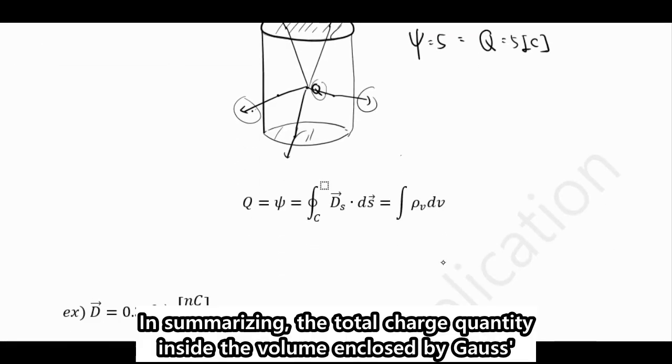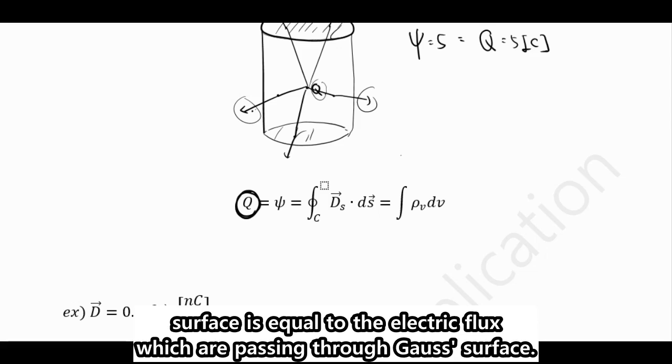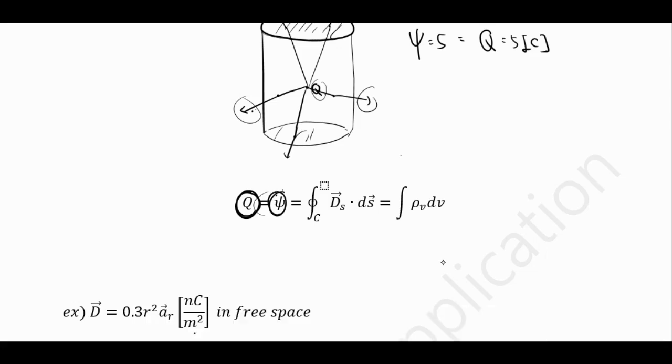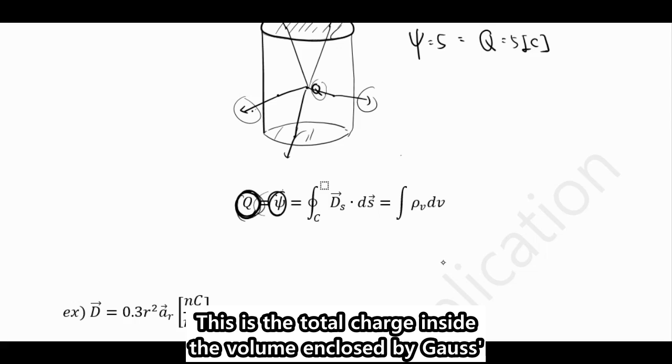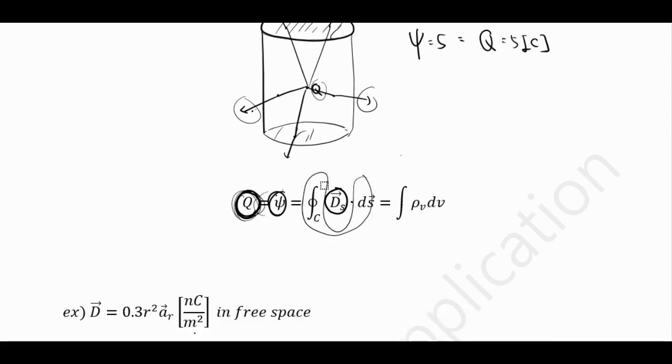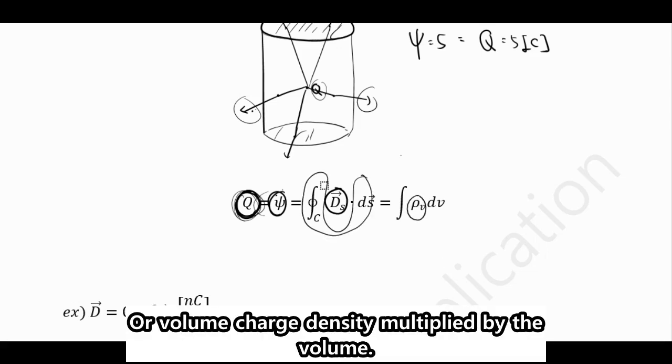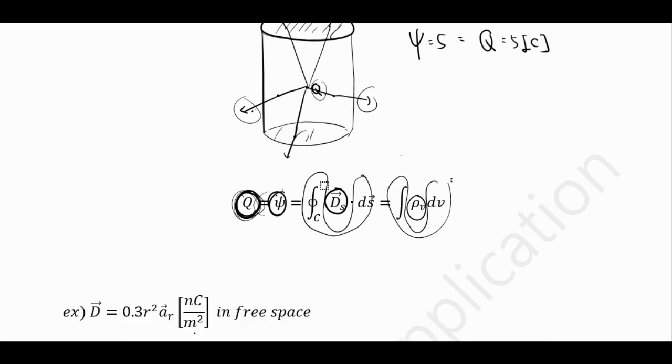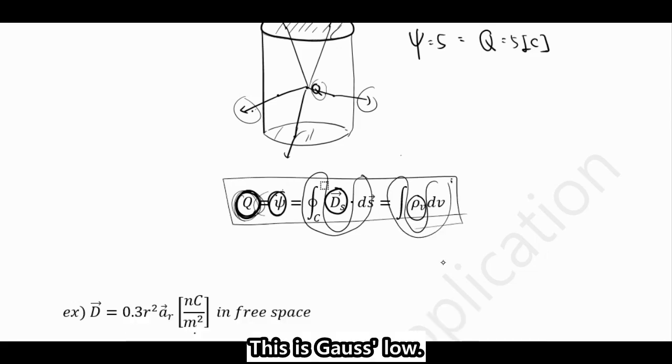In summary, the total charge inside the volume enclosed by the Gaussian surface is equal to the electric flux passing through the Gaussian surface. This total charge is the electric flux density multiplied by the area, or the volume charge density multiplied by the volume. This is Gauss's law.